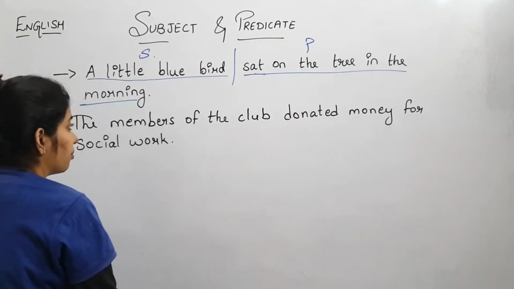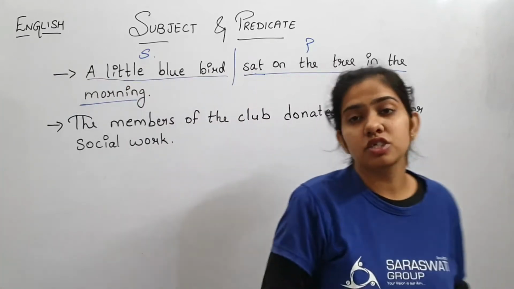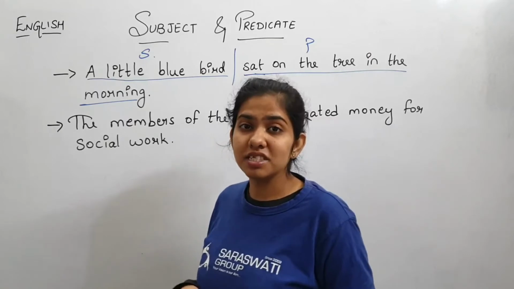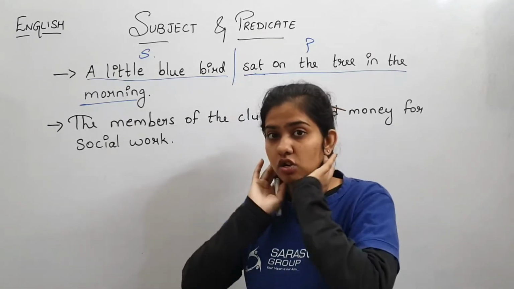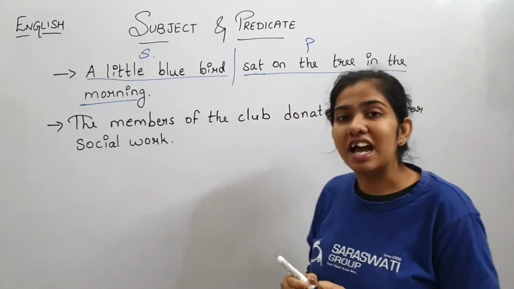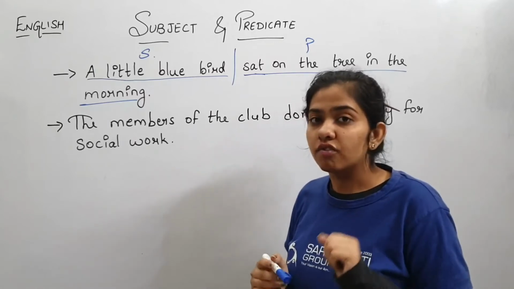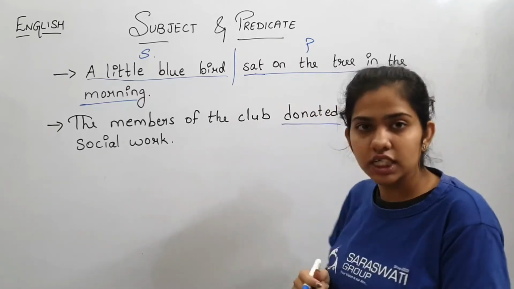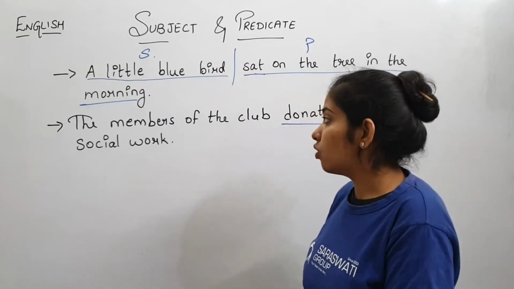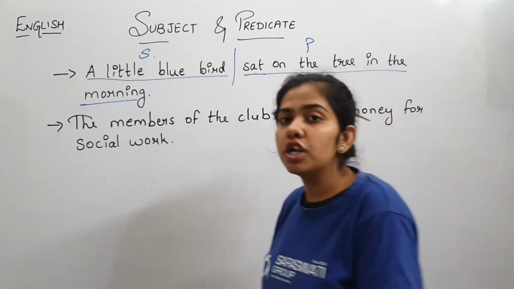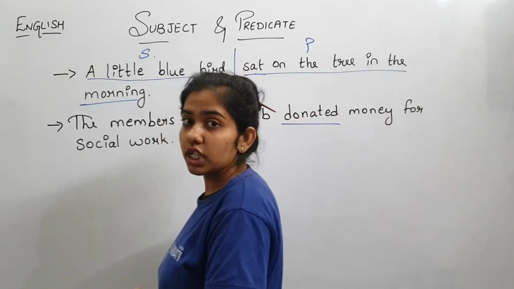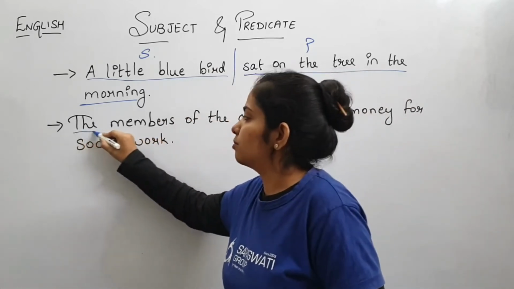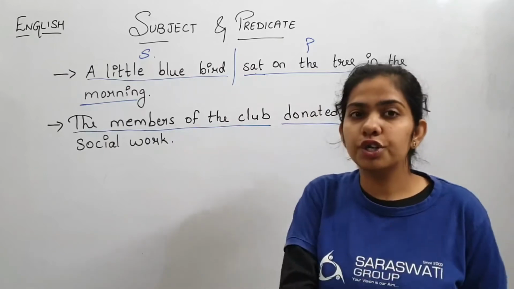Now the members of the club, यानी कि क्लब के मेंबर्स हैं, उन लोगों ने डोनेट किया मनी फॉर सोशल वर्क के लिए. लेकिन अब यहाँ पे सब्जेक्ट कौन सा है और प्रेडिकेट कौन सा है? So first of all, just identify the verb. वर्ब कौन सा है? That is donated, that is our verb. Now just ask the question, who donated the money for social work? So we got the answer as the members of the club. जो क्लब के मेंबर्स हैं उन लोगों ने डोनेट किया.